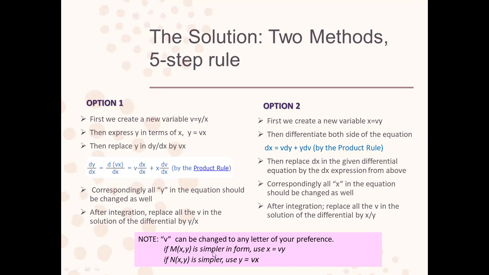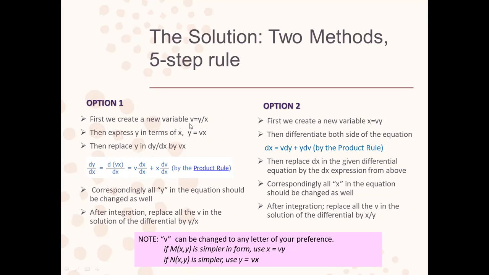Now, when do you set up this particular v is equal to y over x? You see this note here that I have written. If your M of x and y is simpler in form, meaning the coefficient of the differential of x is simpler, you use the second option, and that is x should be equal to vy. Otherwise, if N of x and y, the coefficient of your dy is simpler, use y equal to vx. And this is the first option that I have mentioned. Simpler in form. So if M of x and y is simpler, this is your option, option 2. If N of x and y is simpler, use the first option.